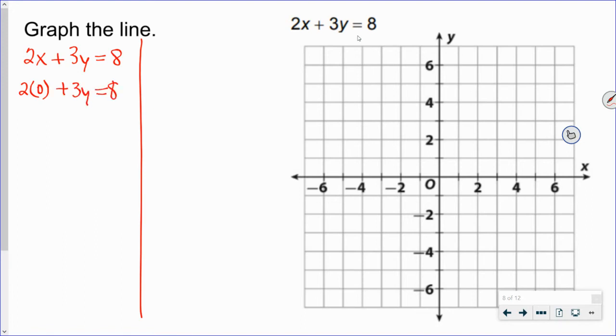Okay, 2 times 0 is 0. So I have 3y equals 8. I divide by 3, and so y is equal to 8 divided by 3. Now, it'd have been nice if it had divided evenly and worked out perfectly, but it didn't. 8 won't divide by 3, so I'm just going to leave that.